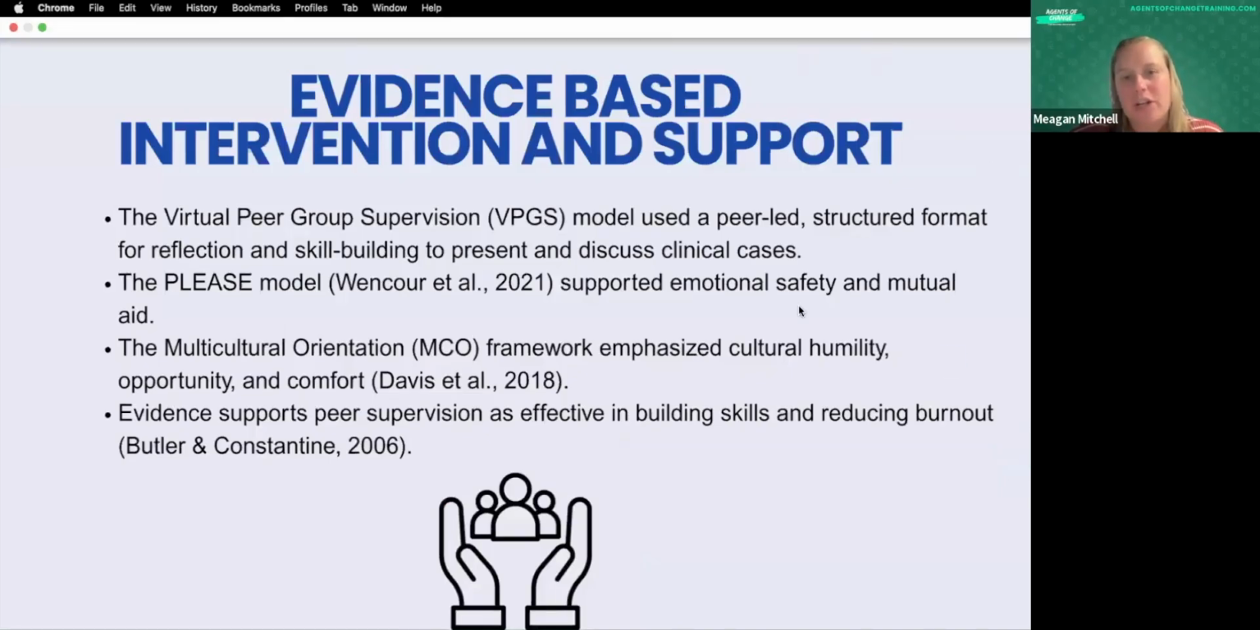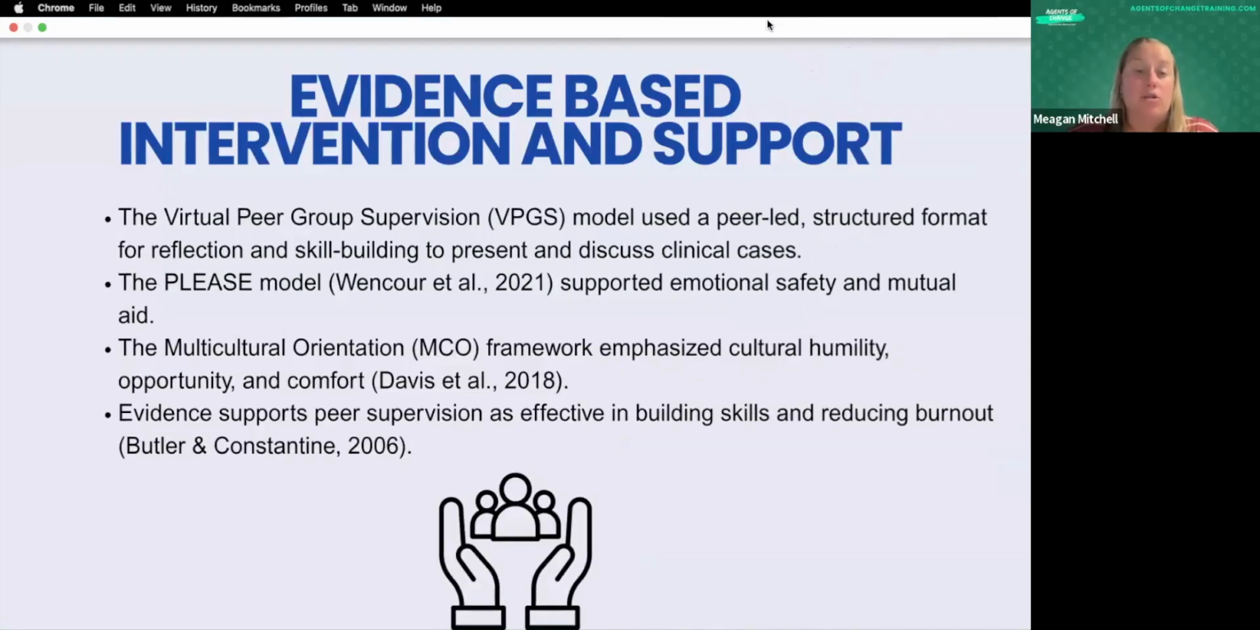Virtual peer group supervision is evidence-based. It was peer-led, and there was a format that we followed. It was called the PLEASE model. You can research it, but basically someone presents a case, we open the floor for discussion, and we also did a reflection every week as well, which I'll talk about a little bit more.